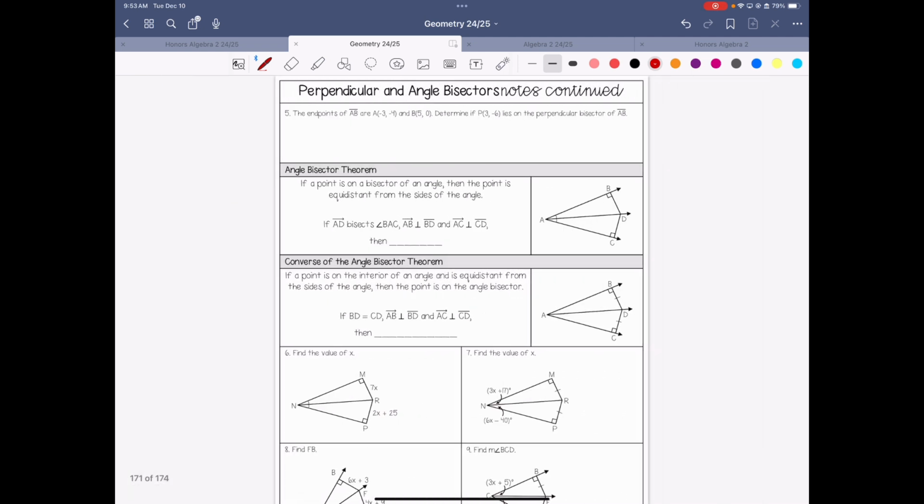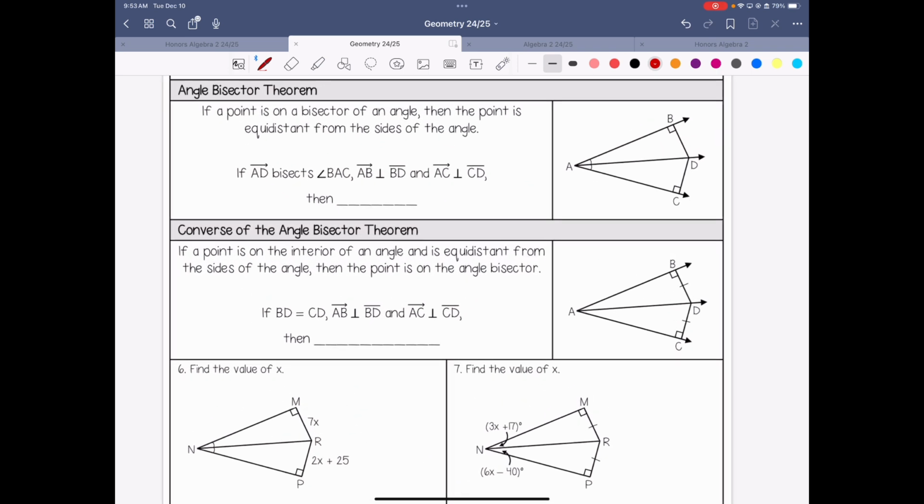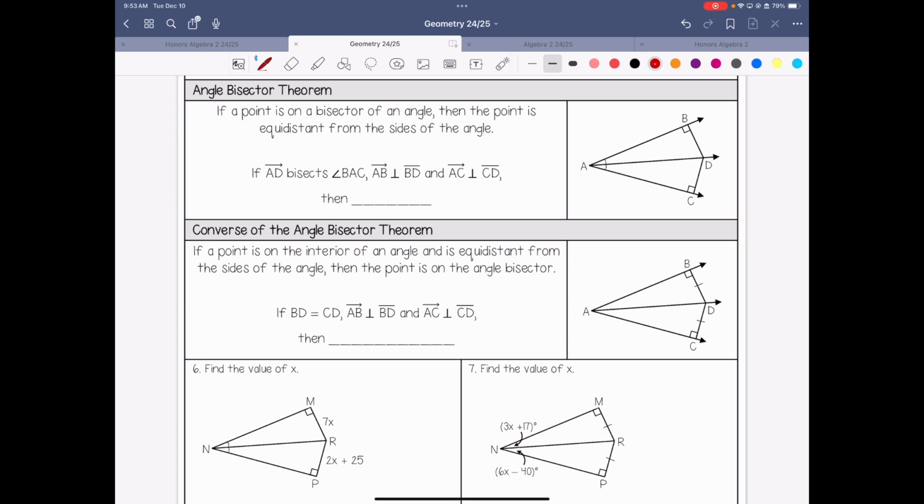So the next thing we're going to look at, we'll talk about that one tomorrow. Next thing we're going to look at is the angle bisector theorem and its converse. Okay, so we've got the perpendicular bisector one taken care of. Now we've got to take care of the angle bisector theorem.